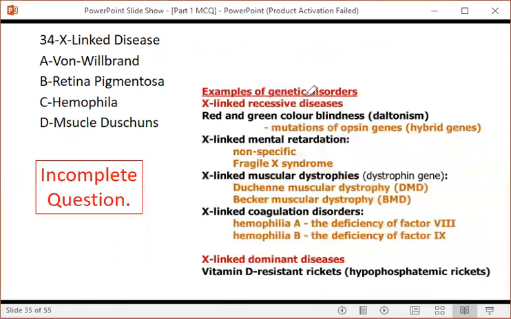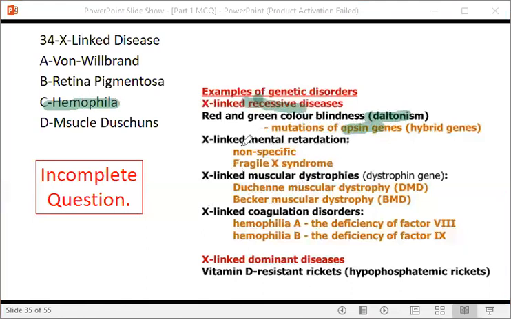X-linked disease. ايش هو الاكس linked disease؟ فان وولبراون، روتينا بيجمنتوزا، هيموفيليا and muscle ديتشين dystrophy. هنا للأسف this is an incomplete question and none of them is X-linked. تمام. ممكن الهيموفيليا لكن not all of them. I would pick it here لكن it won't be clear. طيب. Anyway, example for X-linked recessive diseases عندك red and green color blindness. تمام. هذه يسمونها طبعا بالأوبسين جينز أو daltonism اللي هو red and green X-linked recessive وركزوا على recessive.